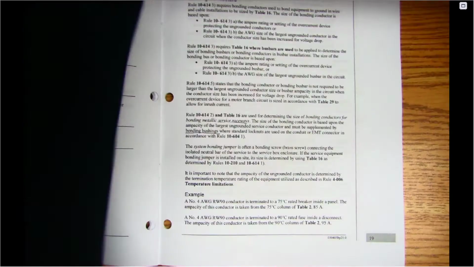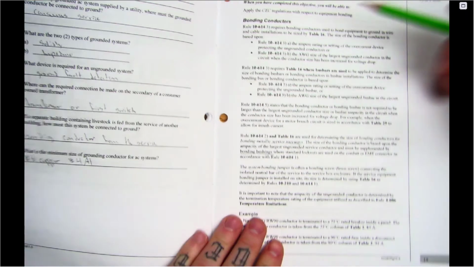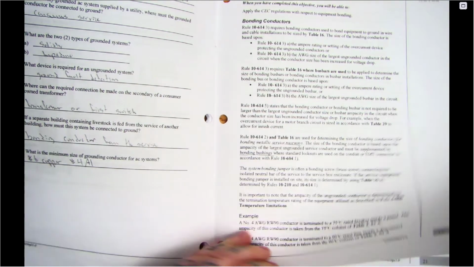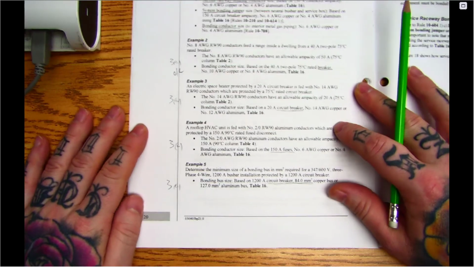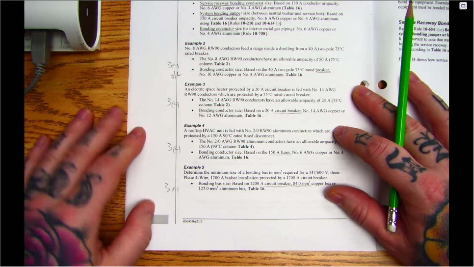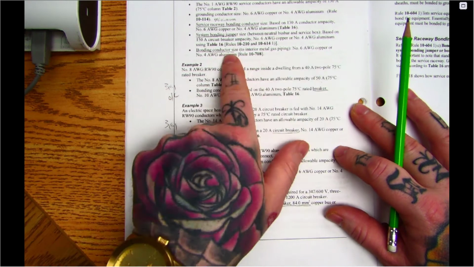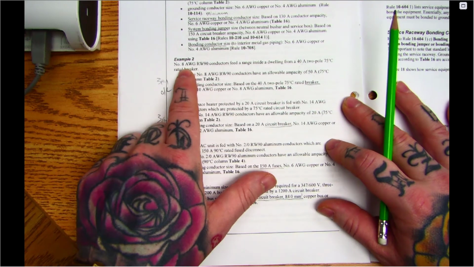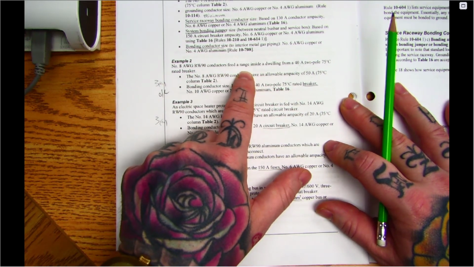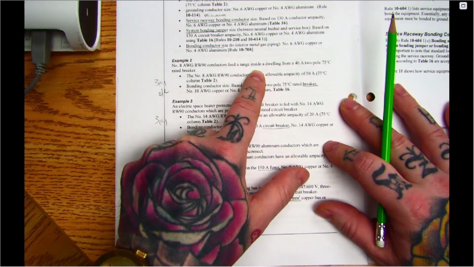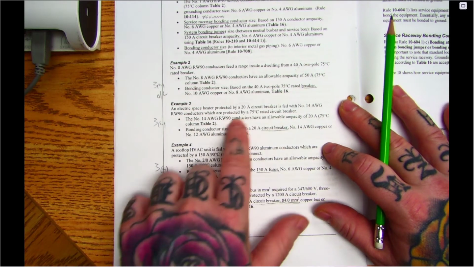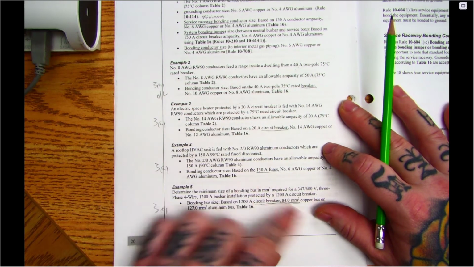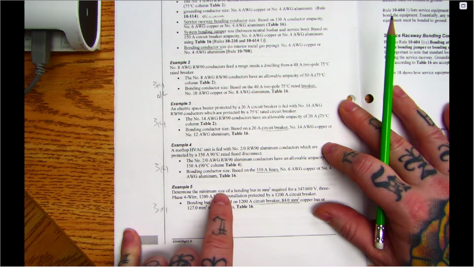Okay, and that goes through basically what I just did. They go through all these examples. This example is a large one, but it tells you which rule, which table, what they're sizing it off of. This example, again, a range. Okay, so this is other than service equipment. Obviously, your range is not part of your service. This one is a heater, HVAC.